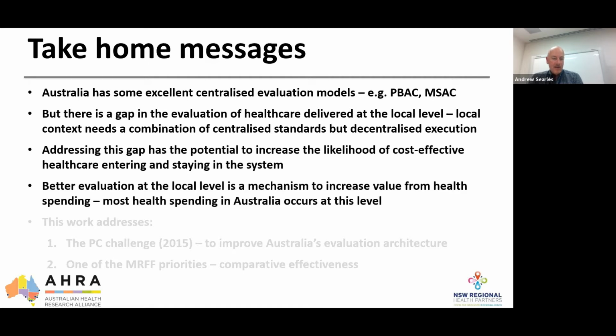And given, and I think we identified this earlier, that most of the health spending in Australia occurs at the local level. So approximately 70% of the 180 billion that we spend on public and private healthcare in Australia, about 70% of that is at the local level through local health services, through hospitals and through primary care.